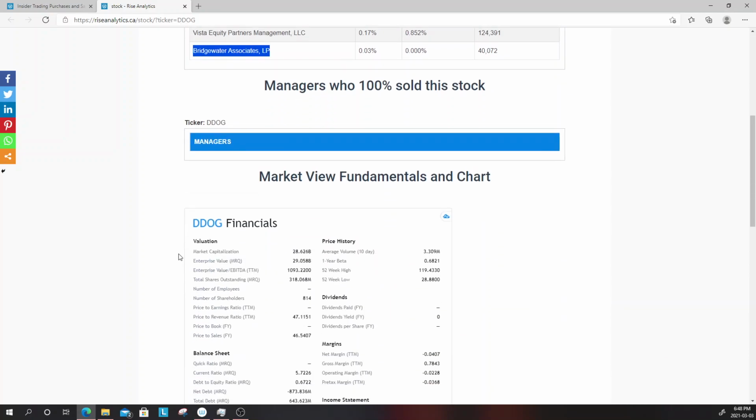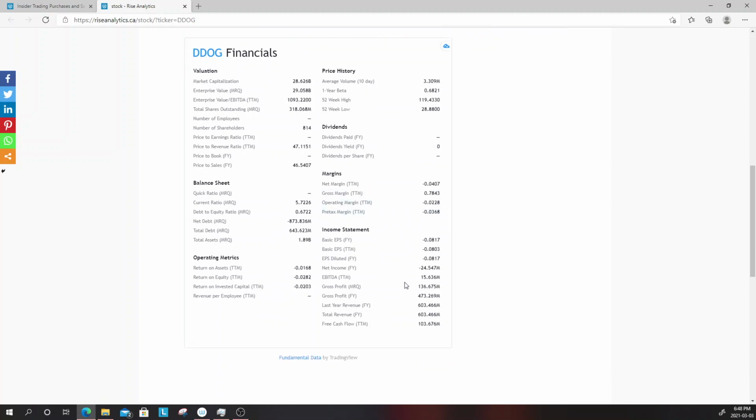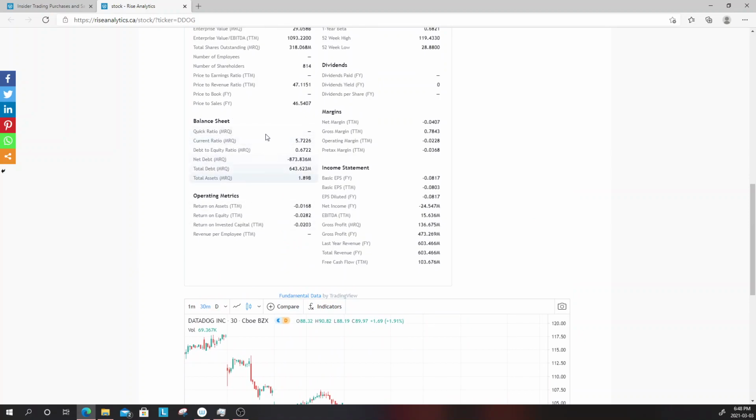Who owns these stocks? If I see the fundamentals quickly on this one, this page also provides that. The 52-week high is 119, and the 52-week low is $28. And then we also have gross profit margins. Here it is in decimal places, but we know that the gross profit margin is 78.43 percent. We have the chart and some quick ratios and all.